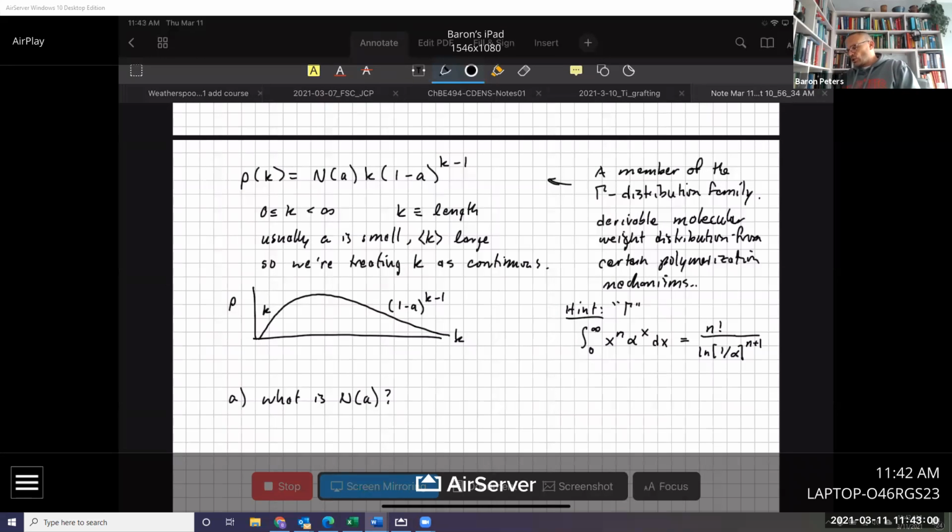All right, enough of me talking about the connection to polymerization, but I do hope you guys appreciate that these things are connected to topics in chemistry and chemical engineering.